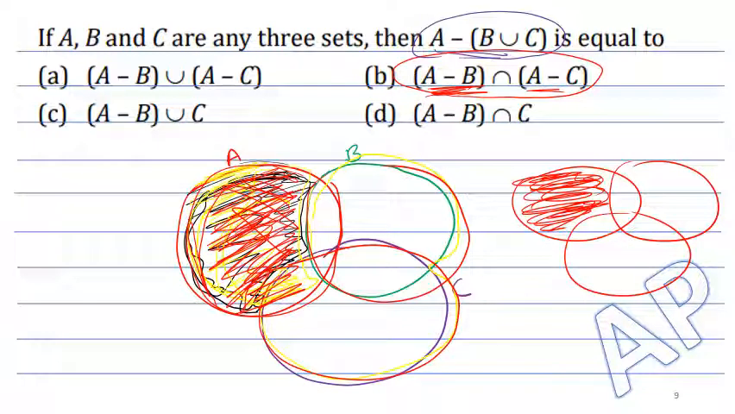You can remember this. This is by De Morgan's law. So option B is the correct choice. That is A minus B union C is A minus B intersection A minus C. You can remember this also.